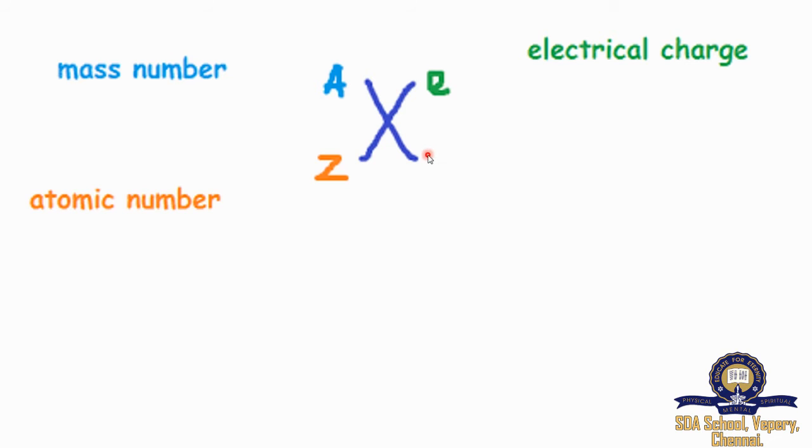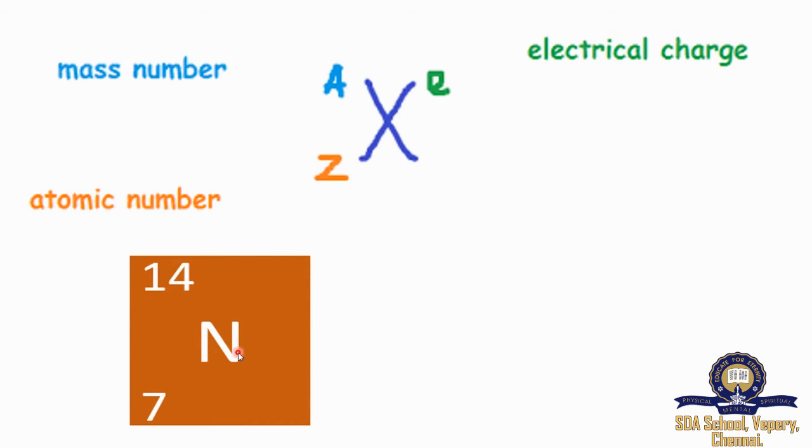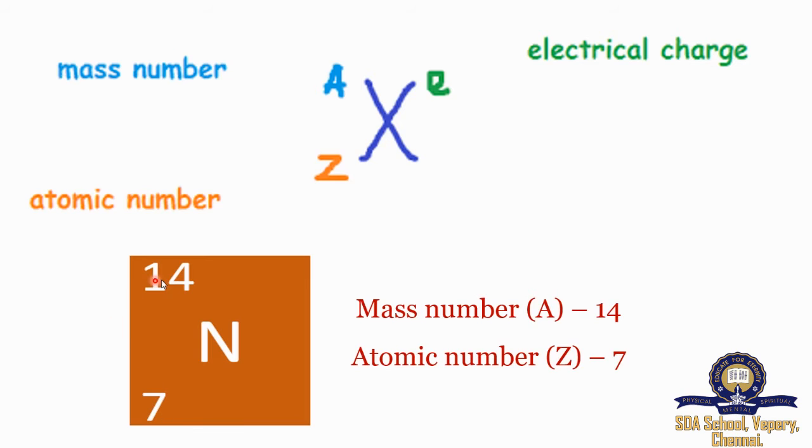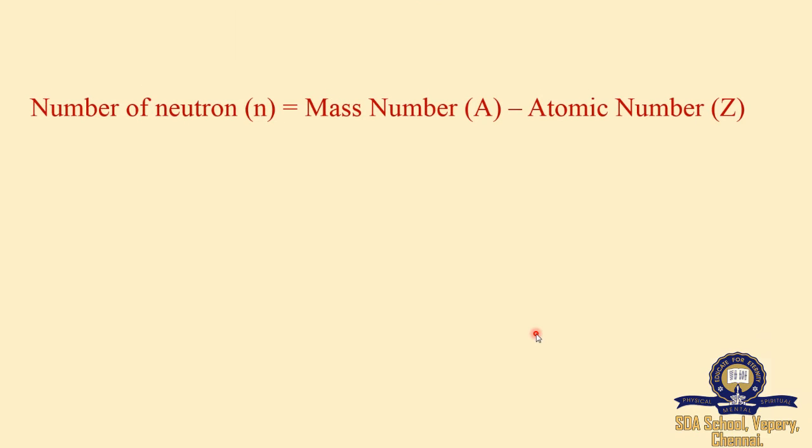For example, let us take the nitrogen element. So here it is 14 and 7. What is the mass number and atomic number? Yes, the mass number is 14 and the atomic number is 7. The difference between the mass number of an element and its atomic number gives the number of neutrons present in one atom of an element. So to get the number of neutrons present, we can easily find it with mass number minus atomic number.